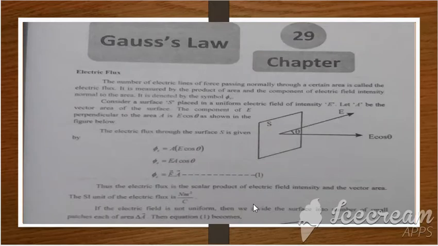If the field is not uniform, then we divide the surface into a small number of patches. If the electric field is not uniform through that surface, or the surface is not uniform, in both of these cases we divide the surface into small patches, each of area delta A, such that the electric field remains constant through each and every area.